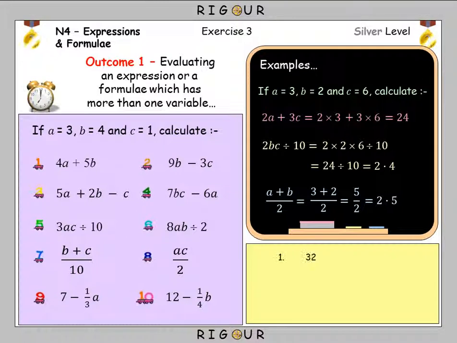So number 1 would be 32, number 2 would be 33, number 3 would be 22, number 4 would be 10, number 5 would be 0.9, number 6 is 48, number 7 is 0.5, number 8 is 2, number 9 is 6, and number 10 is 11.